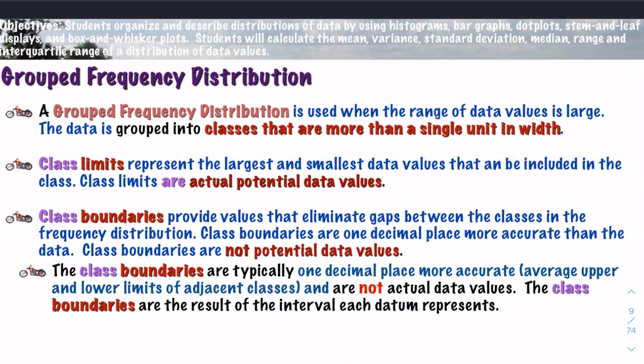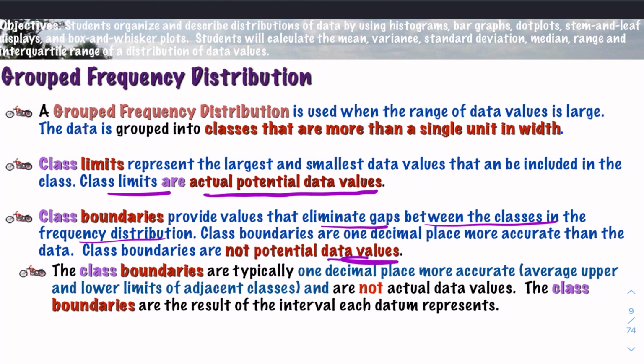So a grouped frequency distribution is used when the range of data values is large. The data is grouped into classes that are more than a single unit in width. Class limits represent the largest and smallest data values that can be included in a class. Class limits are actual potential data values. Class boundaries, on the other hand, provide the values that eliminate gaps between the classes in the frequency distribution. Class boundaries are 1 decimal place more accurate than the data, and class boundaries are not potential data values.